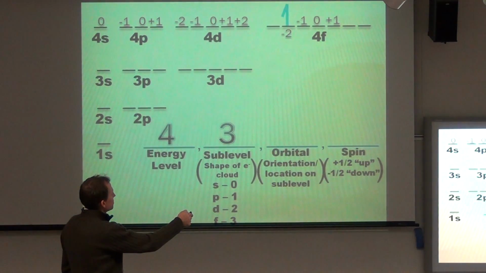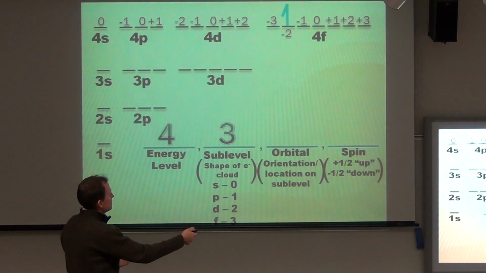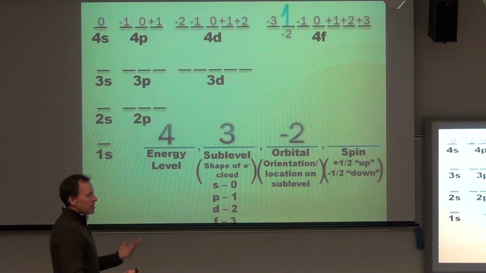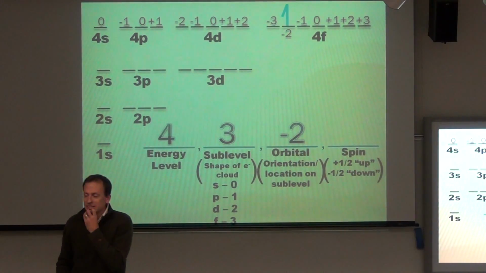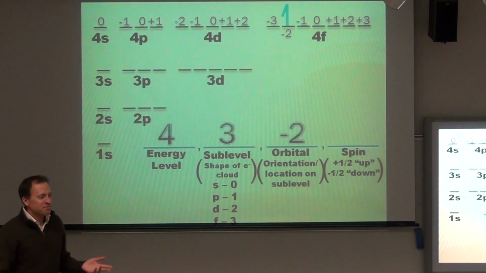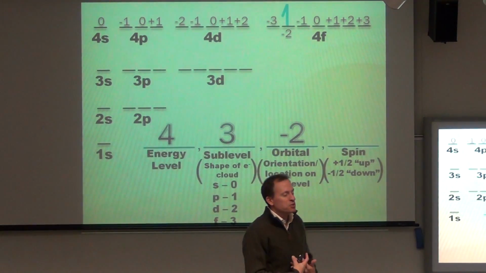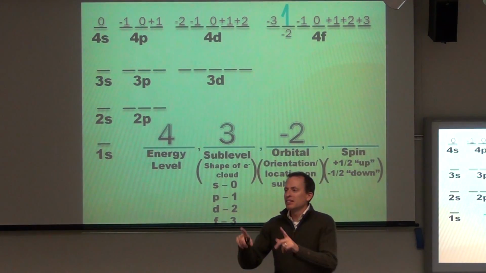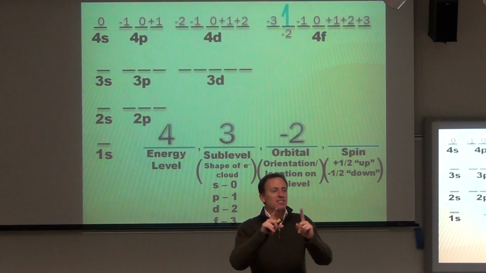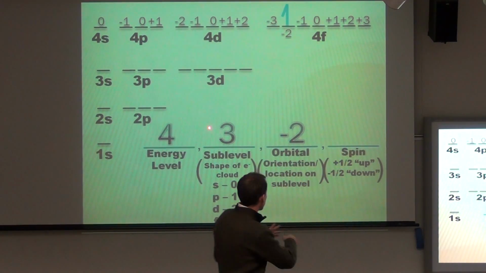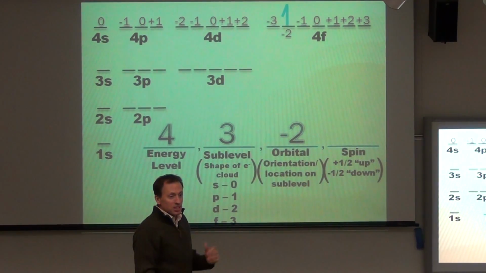-2. It's at -2, right? And this would go to 3 and -3. So my orbital orientation is -2. The last one is pretty straightforward. You can't have 2 electrons, called the Pauli exclusion principle. Don't have to worry about that. But no 2 electrons can have the same 4 quantum numbers, like all 4 of them.